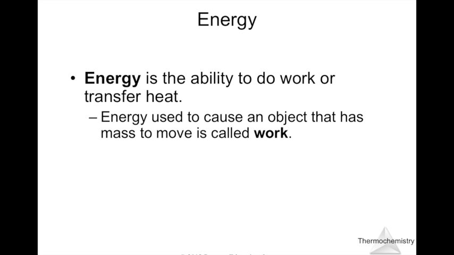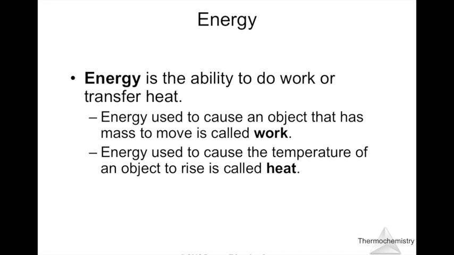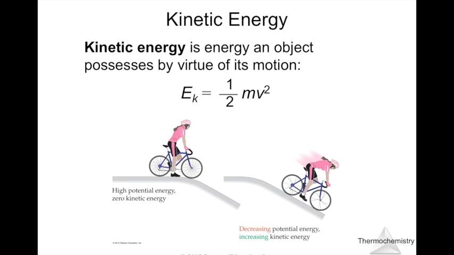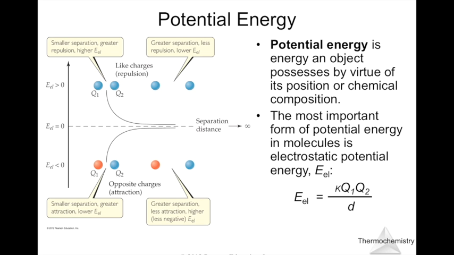So energy, as I'm sure you know, is just the ability to do work or transfer heat. Right? So if it causes something to move, we consider it work. If it raises the temperature of something, we would call it heat. And there's kinetic energy, which is the energy of an object based on its motion, right? So the energy of motion, versus potential energy, which you've probably talked about in terms of position, like going back to that bicycle rider at the top of the hill would have more potential energy, but we're going to think more about chemical compositions, the amount of energy you could potentially have. And we mostly talk about this as electrostatic potential energy with this equation that you've seen before.